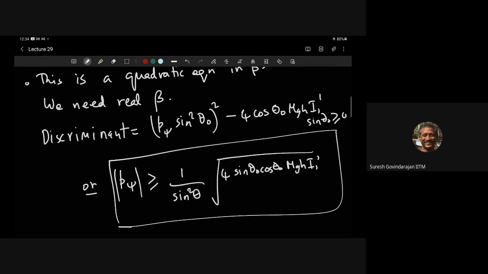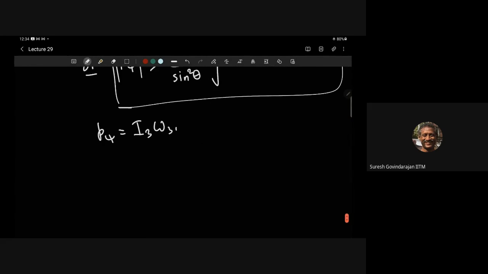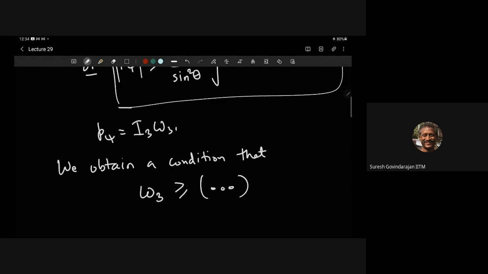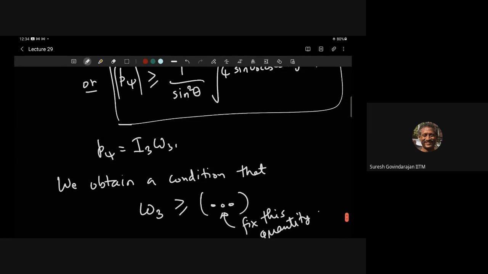But what was P psi? P psi was I3. Recall that P psi was I3 omega 3. So we get a condition that omega 3 must be greater than or equal to something. Please check this, fix this quantity, because I don't trust all my calculations here. So please check these calculations. Check this also.